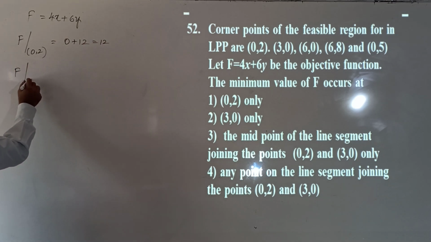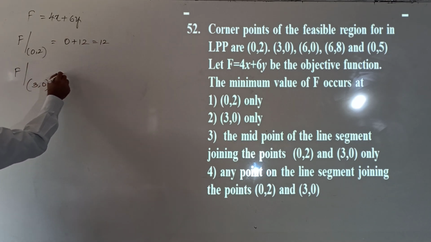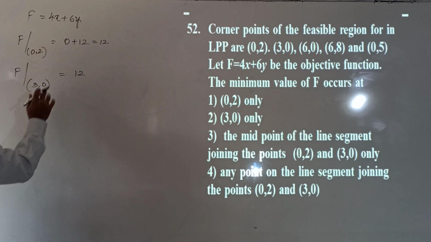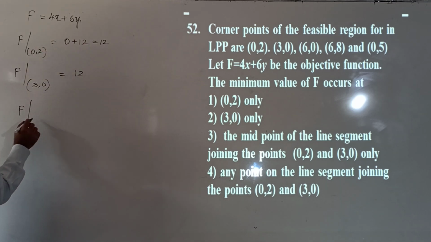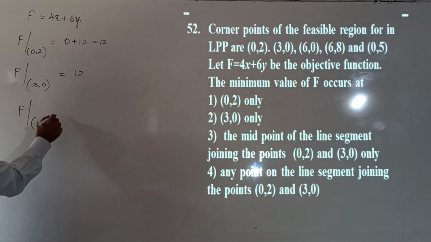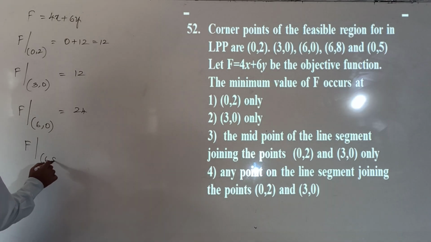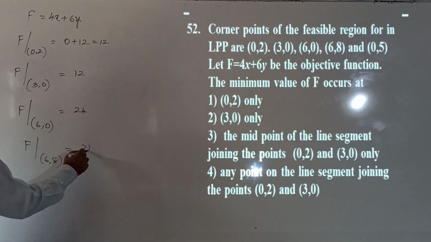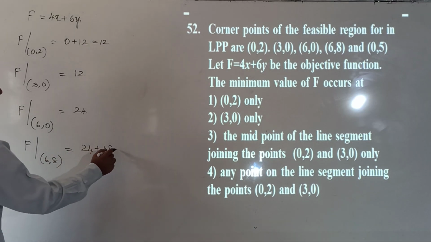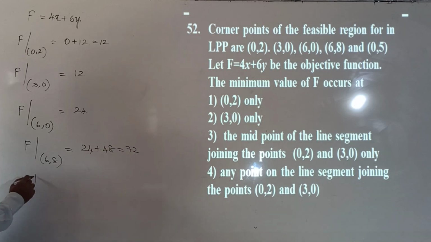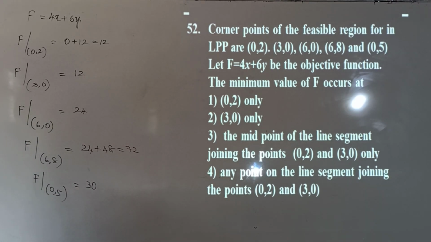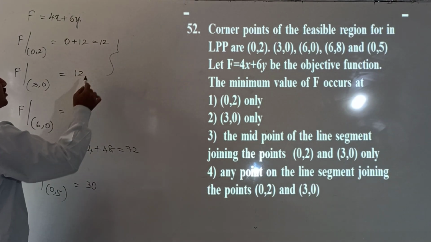Then I am finding f at the next point 3, 0. That will also give you 12 plus 0, which is 12. Then f at 6, 0. That will give you 24. Then f at 6, 8. If I find, I am getting 24 plus 48, which is 72. Then f at 0, 5. That will be 30. Among them you will see that the minimum occurs at these 2 points.